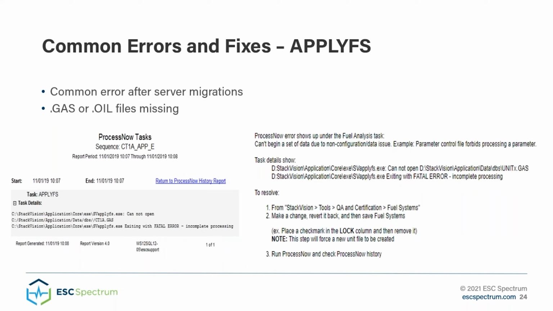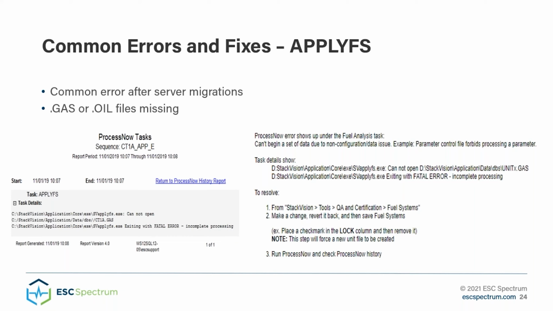So usually what I do here is I go into our customer knowledge base and I search for apply FS ProcessNow error. And you can usually find a common knowledge article that has a quick and easy fix for these. Most of the time we see this common error after server migrations. Usually it's the .gas or .oil files are missing, and they just haven't been created yet.